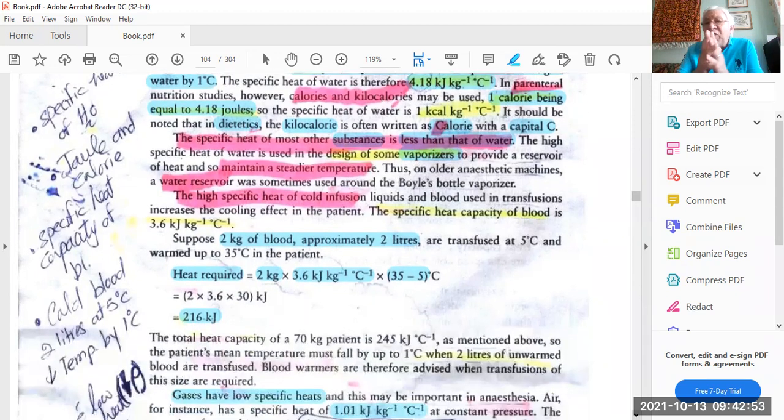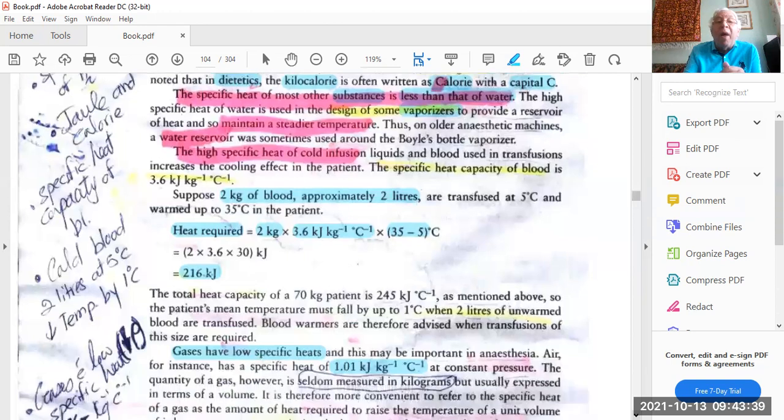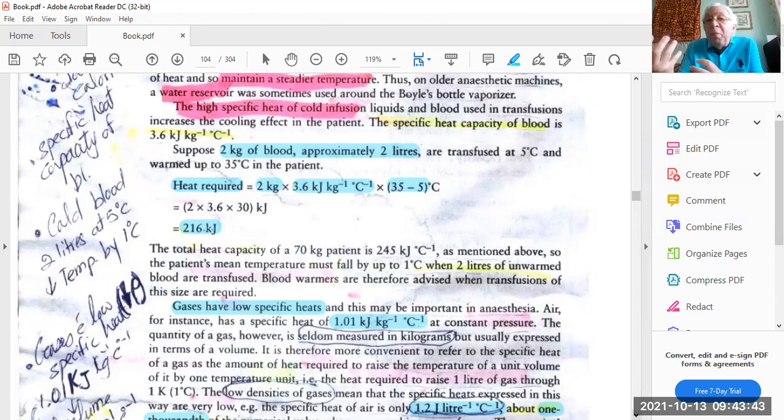Now, as a simple application of specific heat, suppose I have 2 kilograms of blood, which equals mostly 2 liters of blood. I want to heat it so that I can give it to the patient. Suppose the temperature of the blood is 5, and I want to make it reach 35. Knowing the specific heat of blood, which is less than water, you don't have to memorize it, but for water you must memorize the specific heat. So I multiply the specific heat by the amount of blood and the required temperature difference, and I can get the total heat required to elevate this blood to 35 degrees Celsius, so that I can give it to the patient.